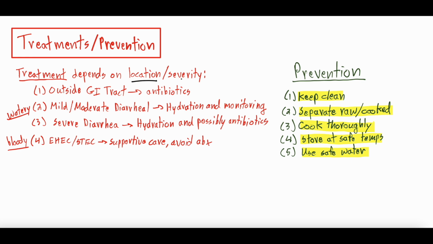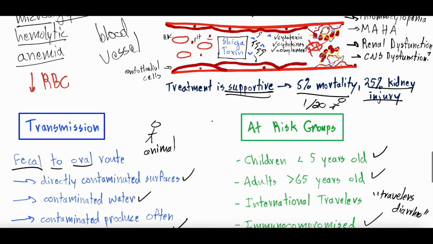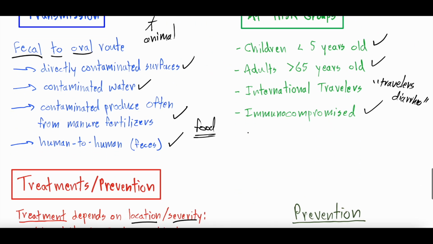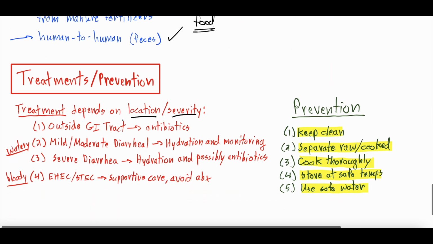Well, it depends on the location and the severity. Remember we talked about diseases outside the GI tract versus within the GI tract. So outside the GI tract, you treat these infections with antibiotics, right? That's a UTI or cystitis. That's pneumonia, PNA. That's bacteremia, right? Sepsis, peritonitis or infection within the belly. All these you treat with antibiotics. Because E. coli is a bacteria, it causes disease, and it's killed by antibiotics.